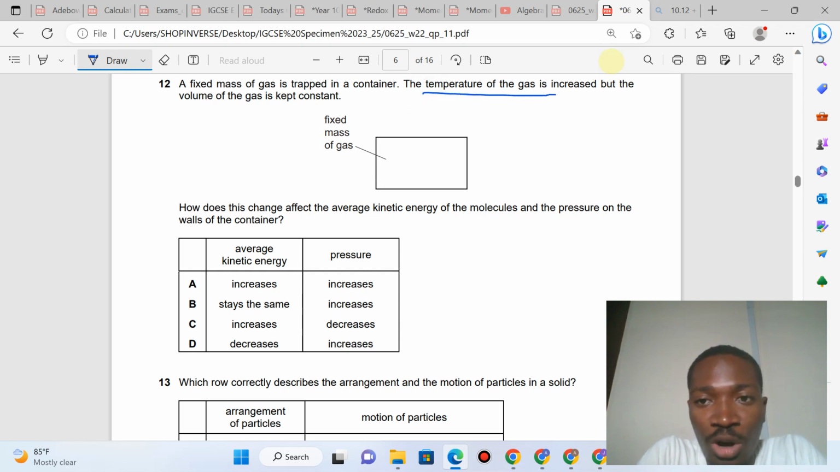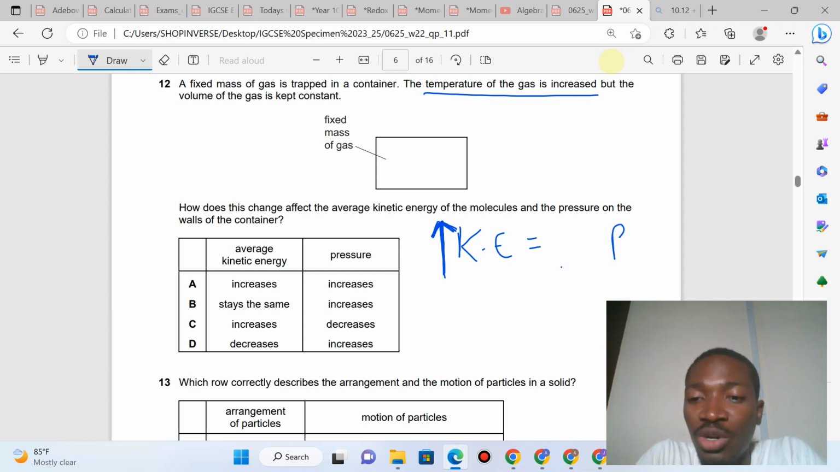When the temperature of a gas is increased, what happens? The kinetic energy of the molecules will increase. Okay, the average kinetic energy will increase. Why? Because when you are raising the temperature of a gas by heating it, you are giving more kinetic energy to the molecules. So the kinetic energy would rise. Also, the pressure would rise.